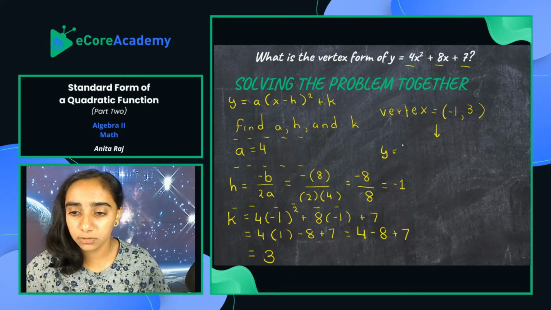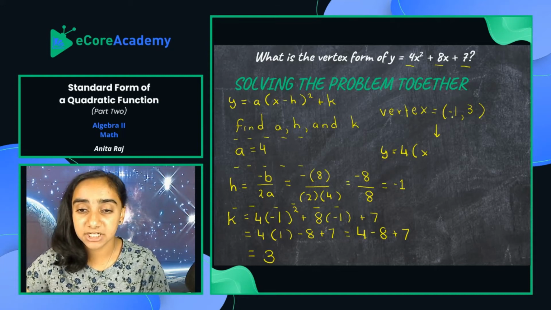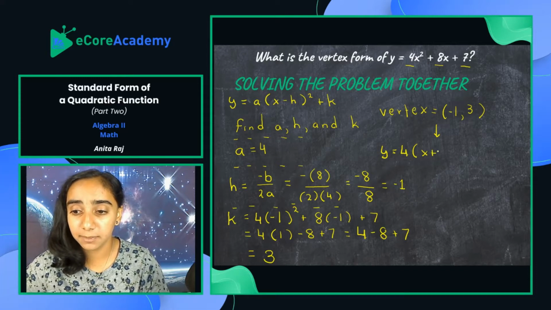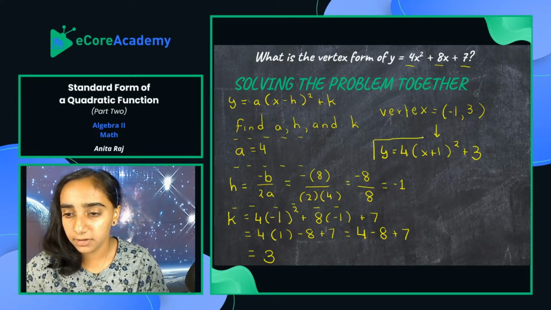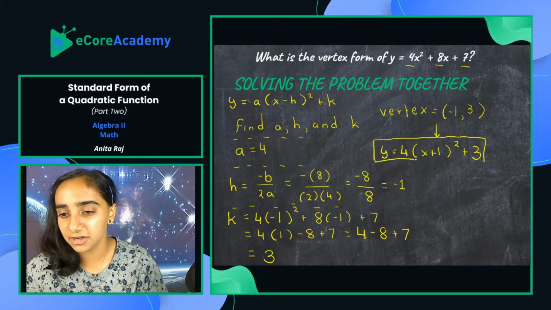Our a value is 4, so y equals 4 times the quantity x. Our x value, which is h, is negative 1. Negative 1 times negative, because remember, we already have that negative, is plus 1. We do the opposite, squared, and then our k value is 3. So plus 3. And this is our final answer. We just box it in so that it stands out on the screen.